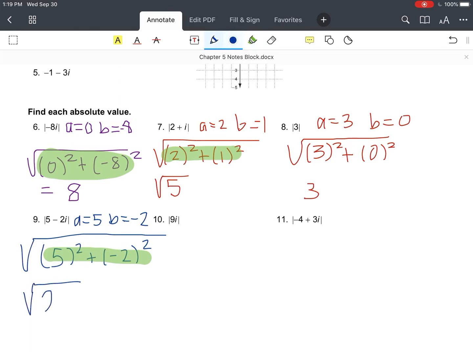5 squared plus negative 2 squared ends up being 29. 29 can't be simplified, so I'll just leave my answer as the square root of 29. So that's how you find the absolute value of a complex number.